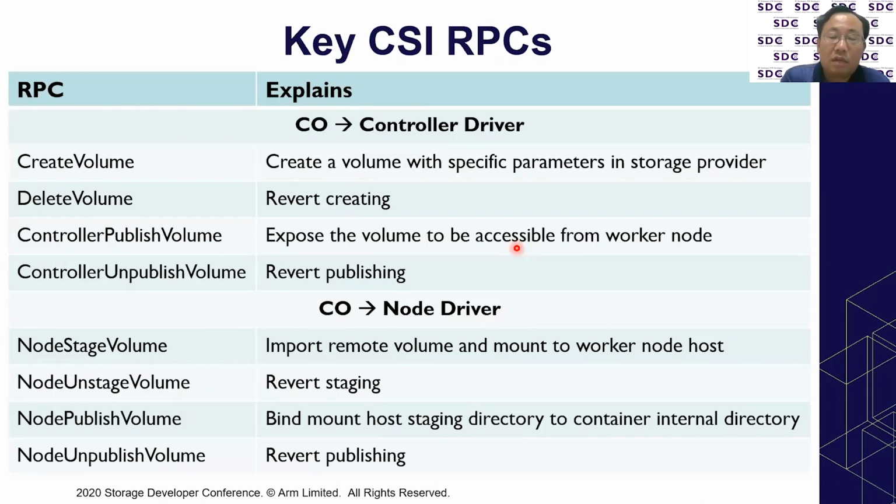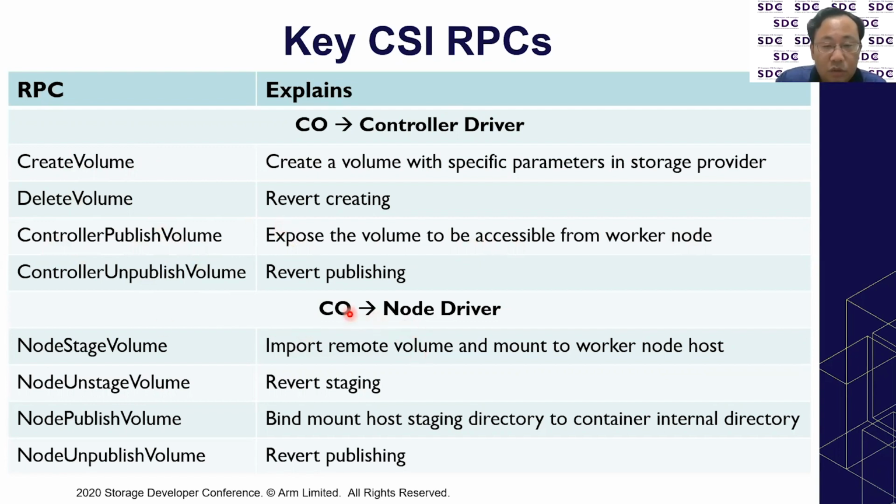Okay, so for CSI RPC messages, I list some key messages that are most used. First, the CO sends to the controller driver create volume and delete volume. This is easy to understand. Also controller publish volume and unpublish volume, which expose the volume to be accessible from the worker node. In most cases, we don't need these two messages. They are used for some storage providers. For most use cases, create and delete volume is okay.